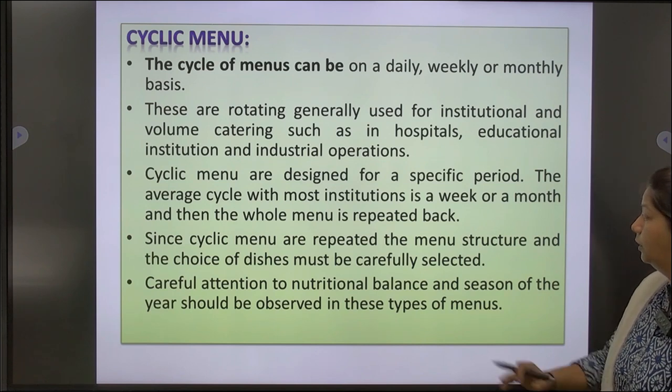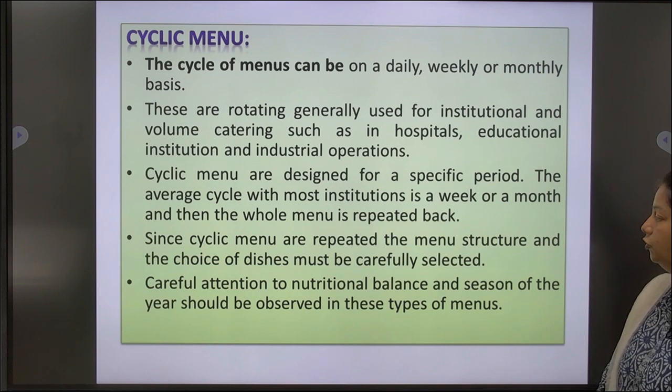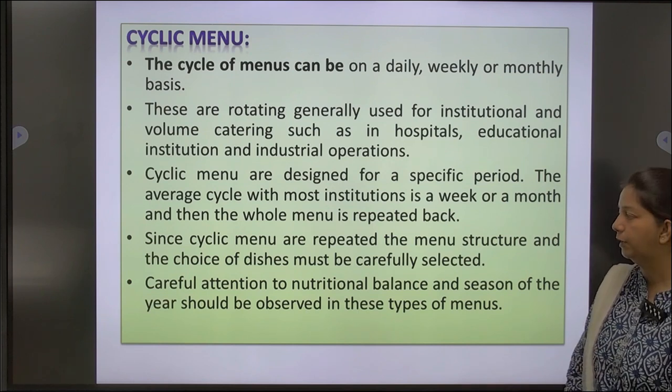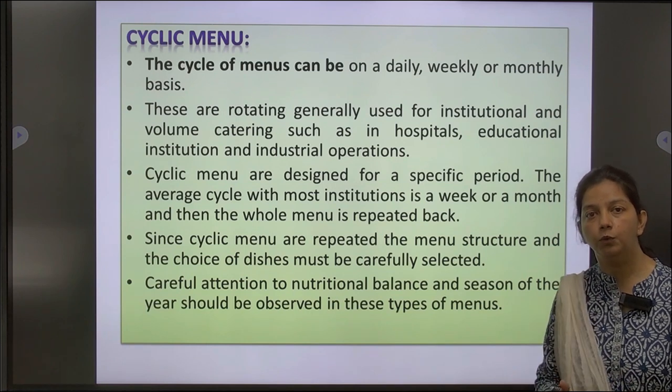In these menus, careful attention to nutritional balance and season of the year should be observed in these types of menu. Like if the season changes, the menus will also change according to the seasons.